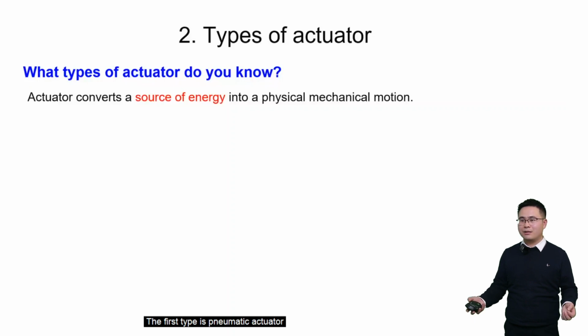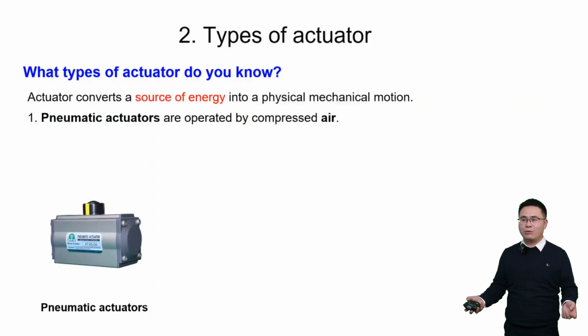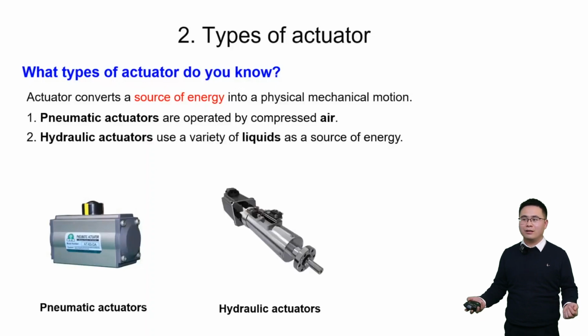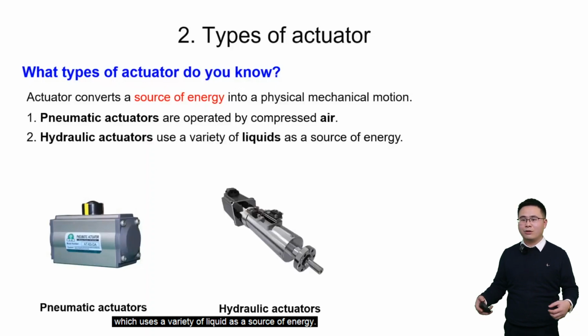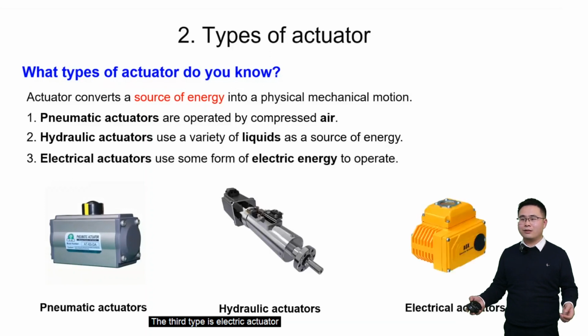The first type is the pneumatic actuator, which is operated by compressed air. The second type is the hydraulic actuator, which uses a variety of liquids as a source of energy. The third type is the electric actuator, which is operated by some form of electrical energy. And in our lecture today, we will focus on the electric actuator.